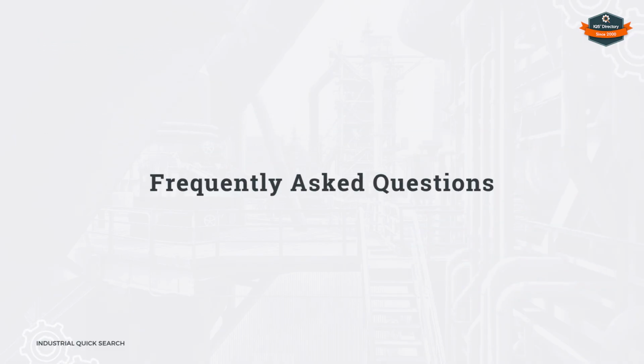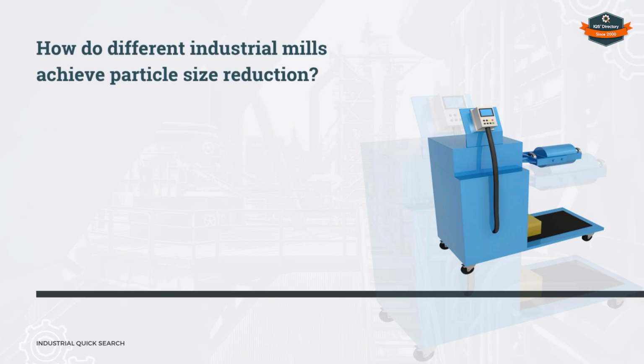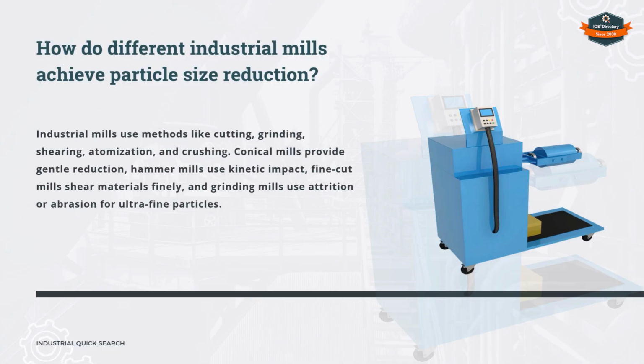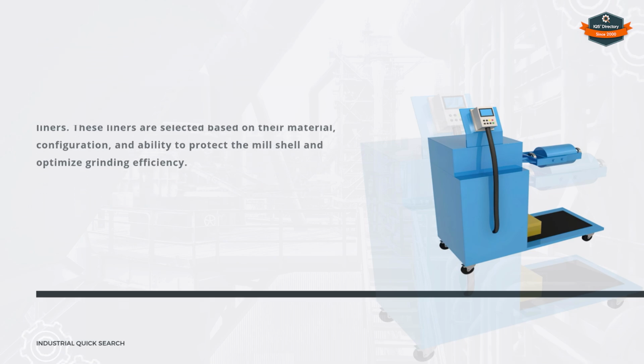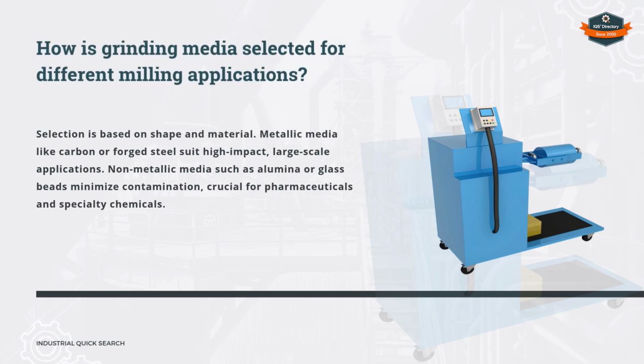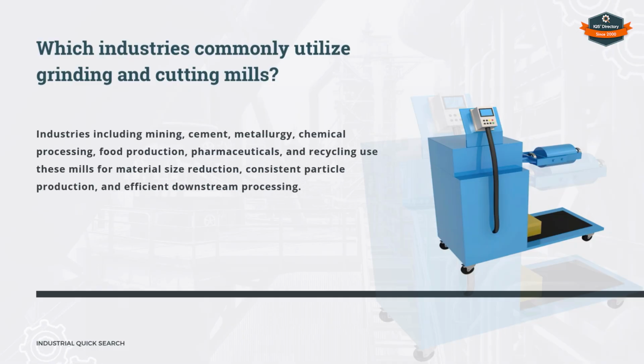Frequently asked questions. What are the key components of an industrial mill? How do different industrial mills achieve particle size reduction? What are the main types of liners used in industrial mills? How is grinding media selected for different milling applications? How do feed chutes and discharge mechanisms affect mill performance? Which industries commonly utilize grinding and cutting mills?